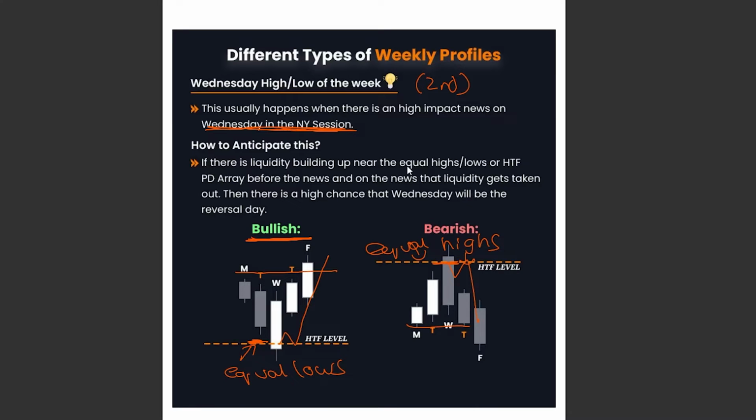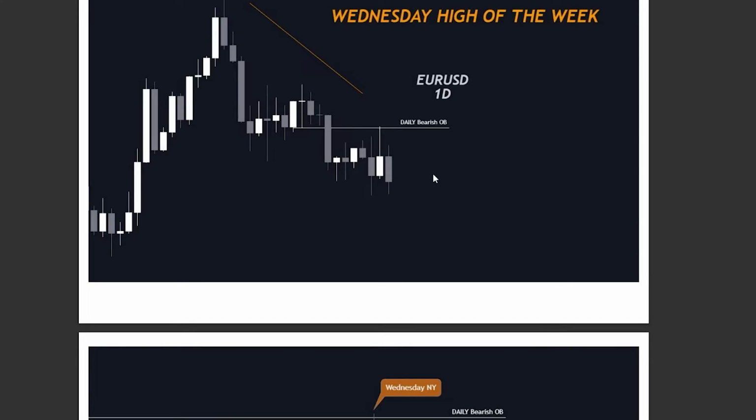Now let's look at a real time chart example. So here you can see we have a classic Wednesday high of the week pattern. This is a Euro 1 day chart, and what did it do? It basically came and tagged the daily bearish OB. Also, it took out these highs, structural highs, or you can say equal highs, and closed back inside, starting to show weakness. So how would you have traded this?